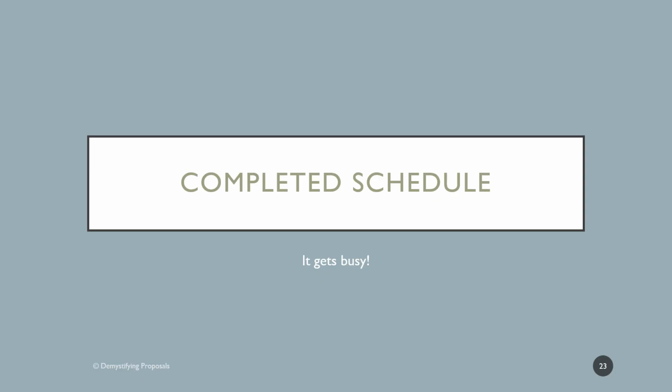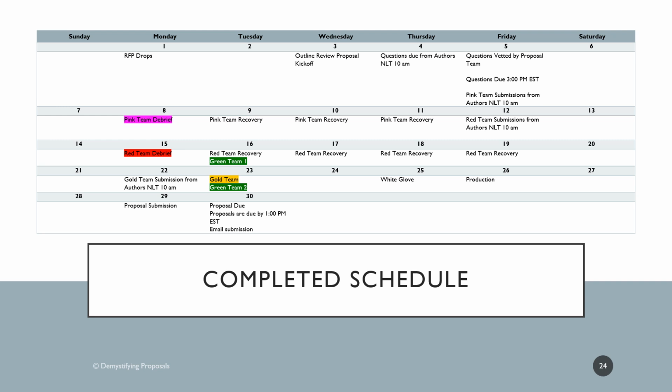So here's a look at a completed schedule. So here's an example of a completed schedule for a 30-day turn on a proposal. Note we've now added pink team, red team, gold team, white glove, and green teams. Note also that we added the times that we expect drafts from the authors for the pink team and the red team and the gold team. It's important for the authors to have that information as well. So this is what a completed schedule would look like. Depending on how many days you have, you would need to adjust everything, but this gets you started.